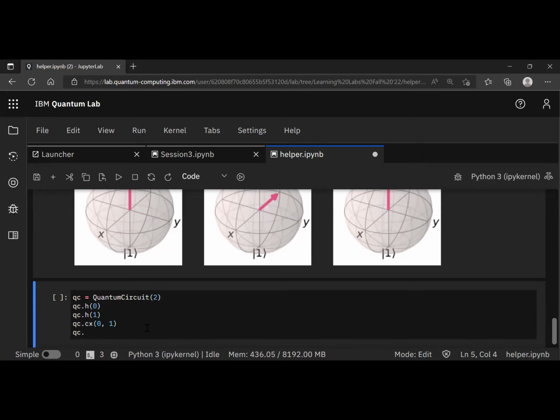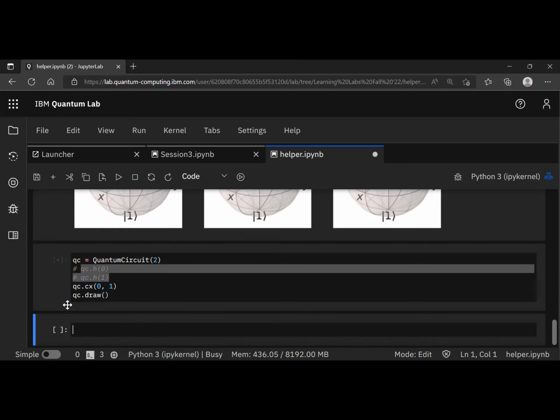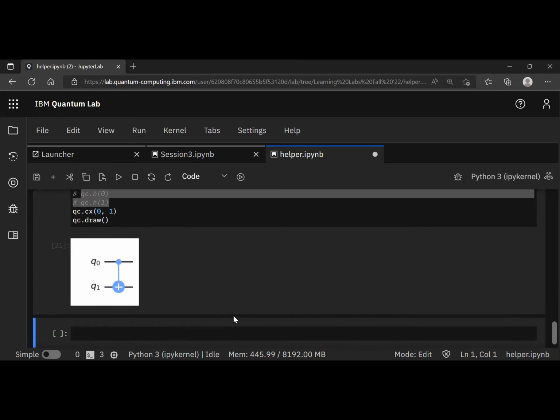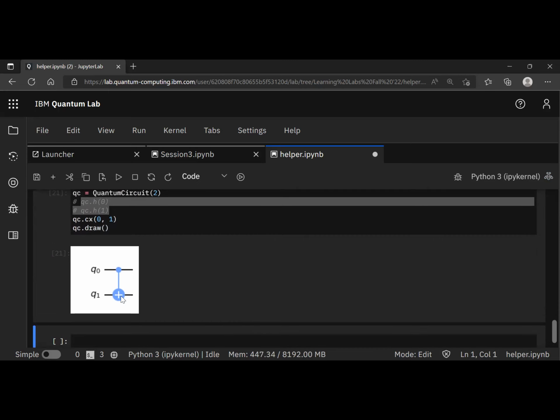Then QC.draw. This is just to represent the idea of the target and control. I'm not going too in depth in this. This is just to release that idea of target and control. Okay, so before we look at this, this is what our regular CNOT looks like. The dot is the control, and the plus is like the NOT gate, connected to the control. That's the target.